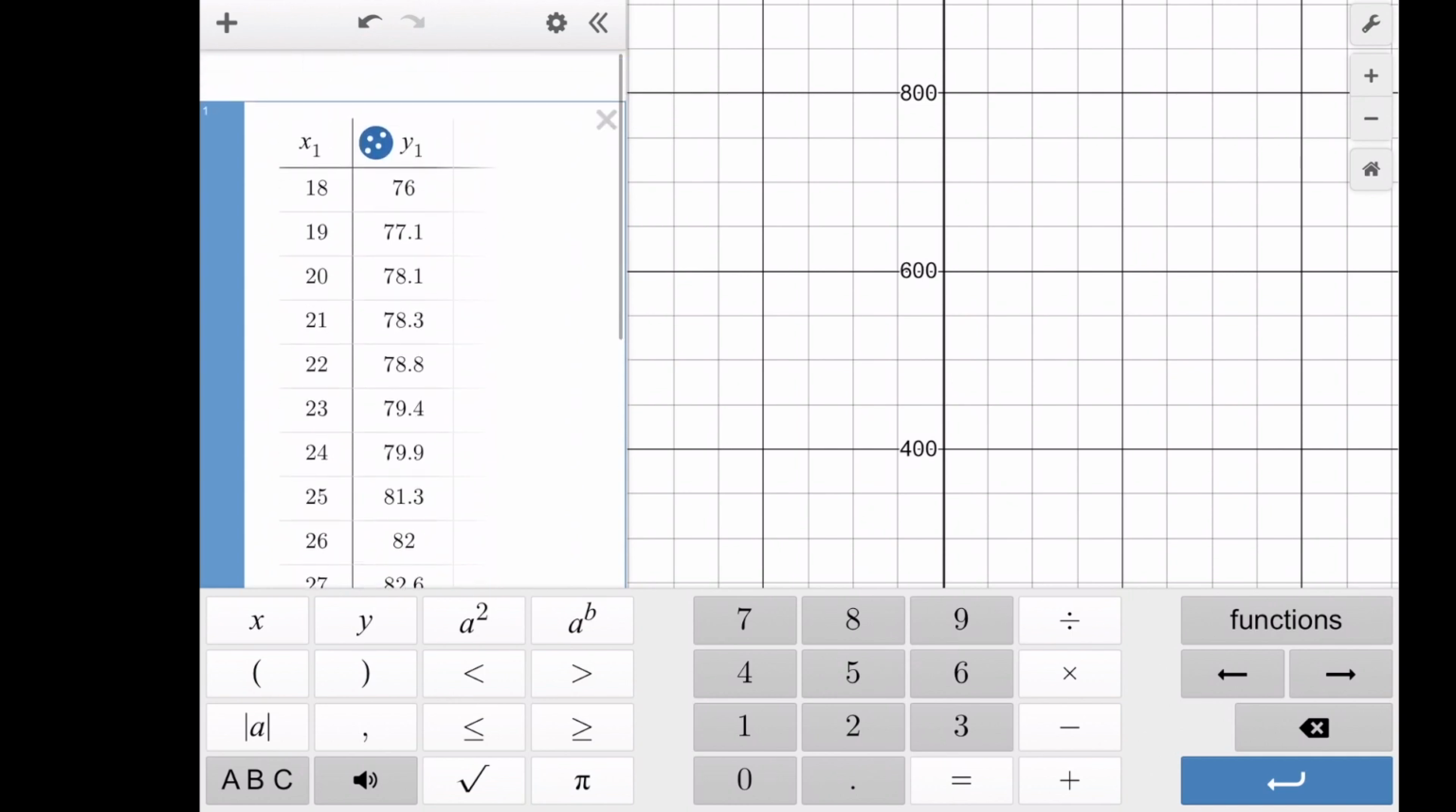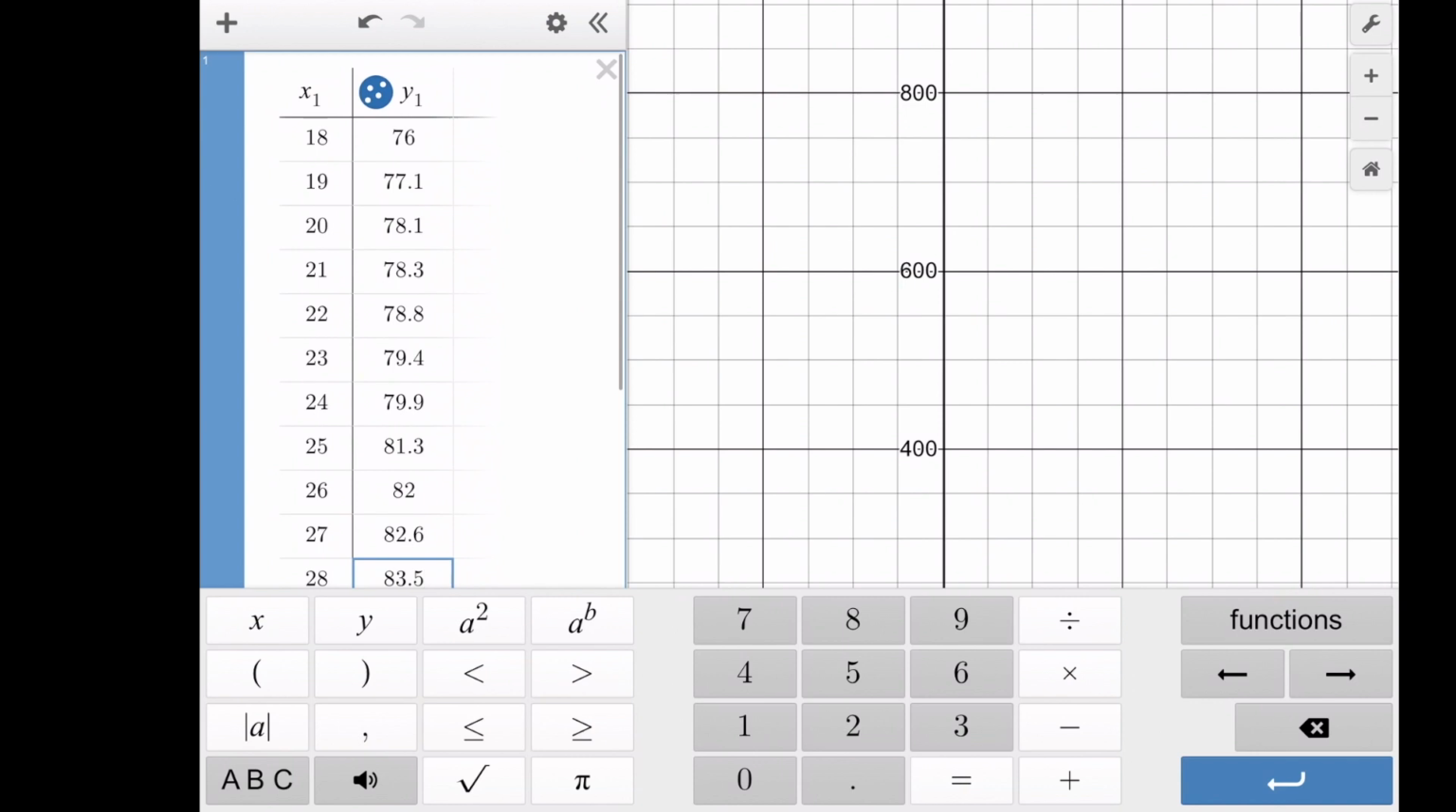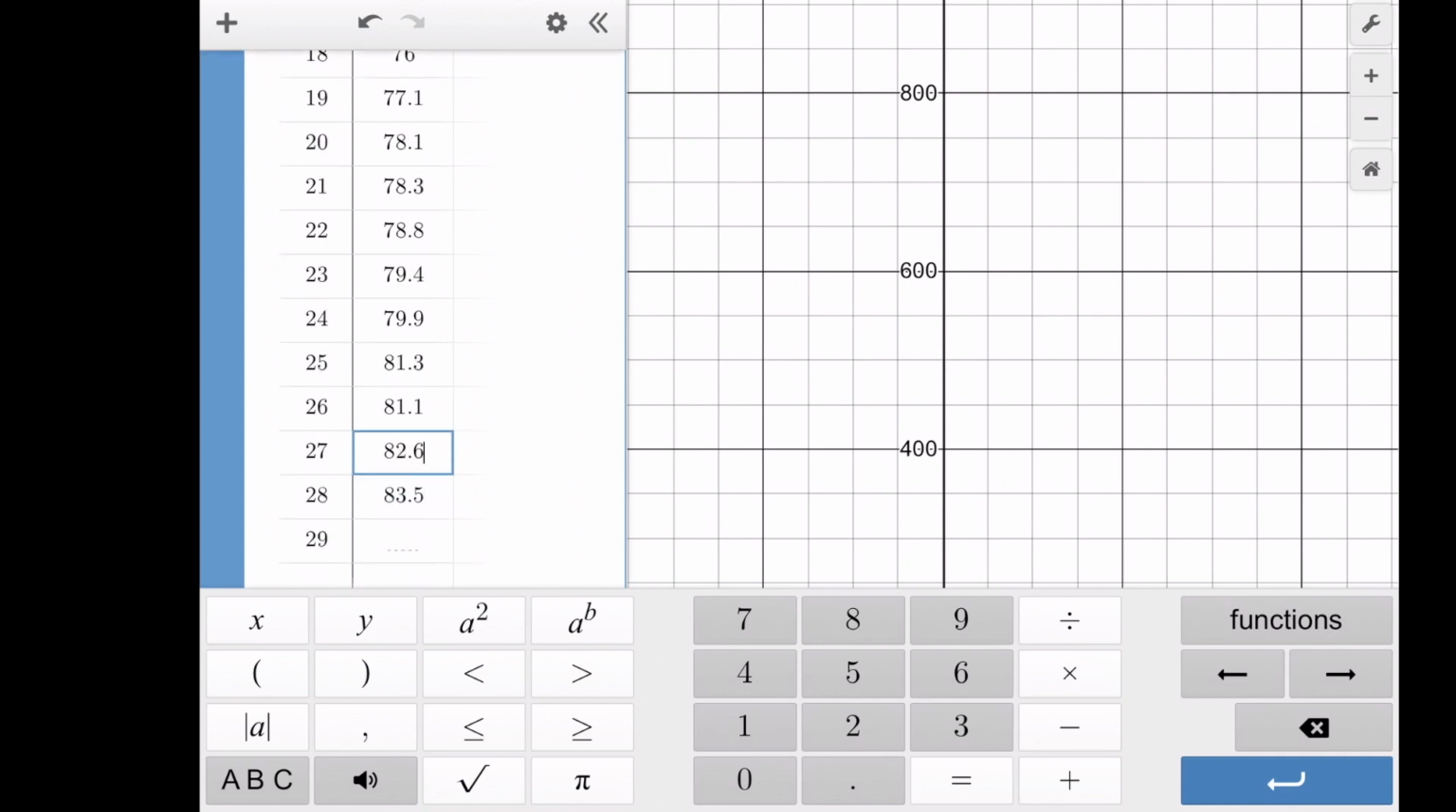and I'm going to see which one did I miss. 76. Okay, this one should be 81.1, then 82, then 82.6. Okay, and then my last one is 83.5. There we go. All right.